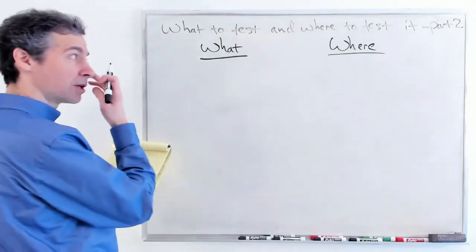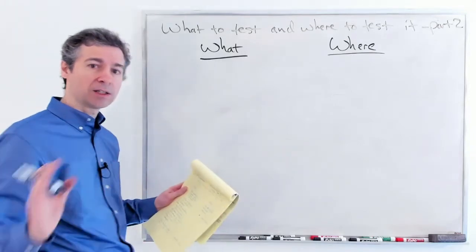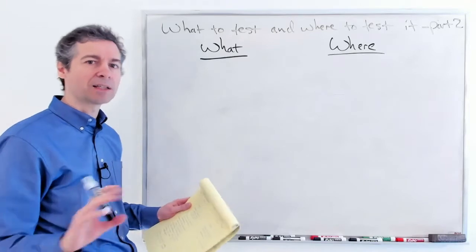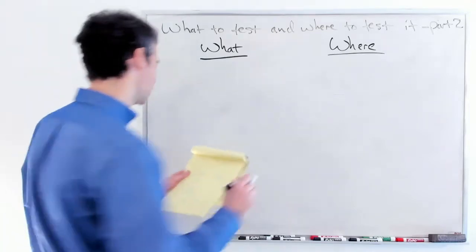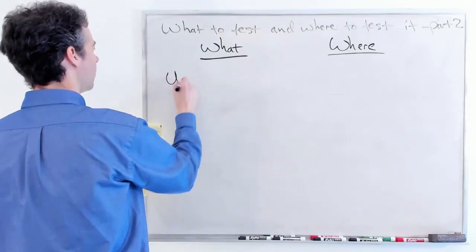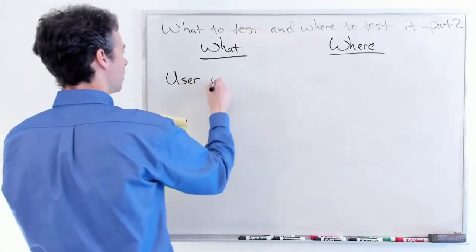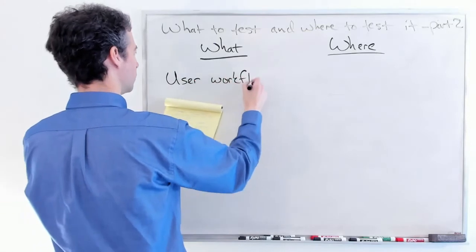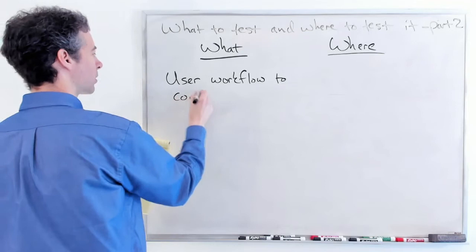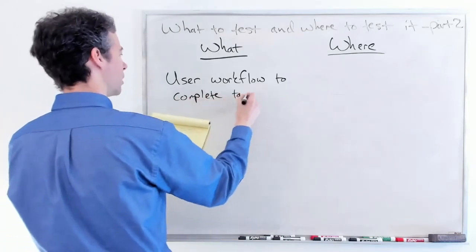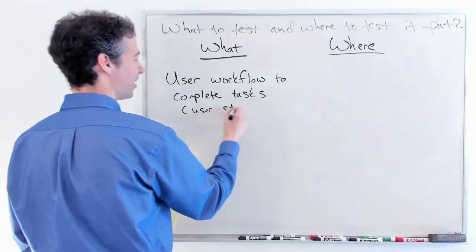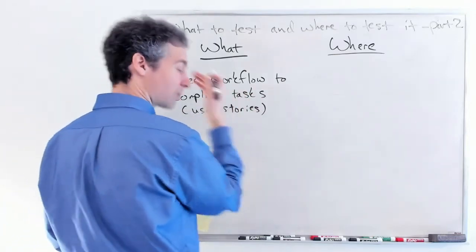So this is largely a review of all of the testing stuff that we've been talking about at a high level, to show you that map again in your mind of where we're testing. So what do we want to test? Well, we do want to test our user workflow that they follow to complete tasks using our system. These we like to call our user stories. So we want to test the user stories.